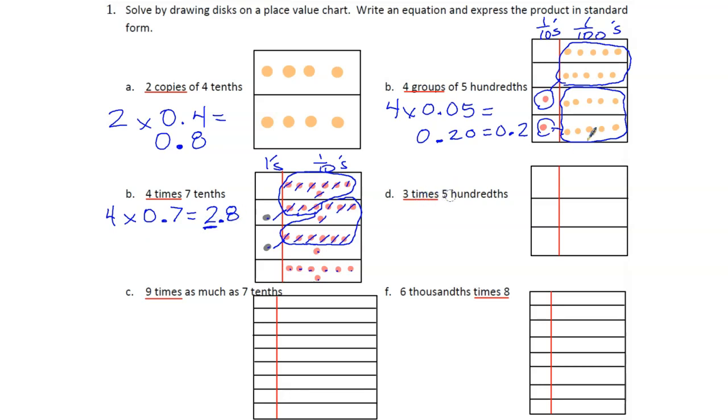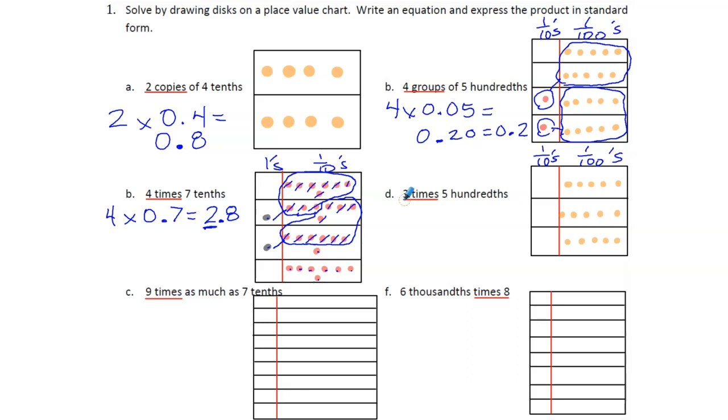3 times 5 hundredths. So this is going to be my hundredths, and hundredths regroup as tenths. So this is going to be my tenths column. So I have 3 groups of 5 hundredths. So we have 1, 2, 3, 4, 5, 1, 2, 3, 4, 5, 1, 2, 3, 4, 5. So I know that I have 15 hundredths.